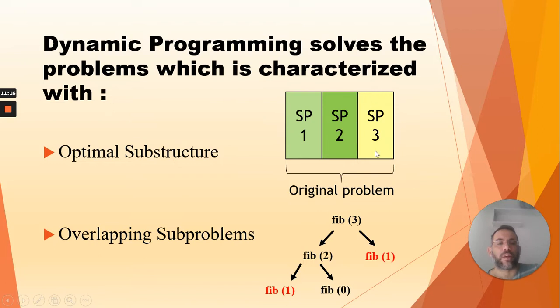When we reach the third sub-problem, the third sub-problem will use the optimal solution for the second sub-problem and the first sub-problem to solve the third sub-problem.